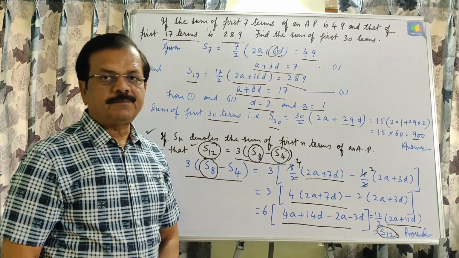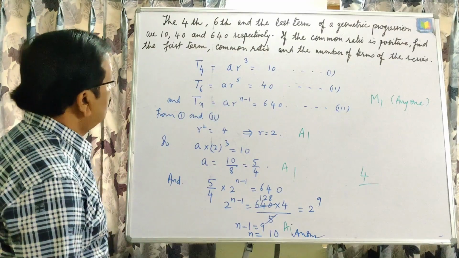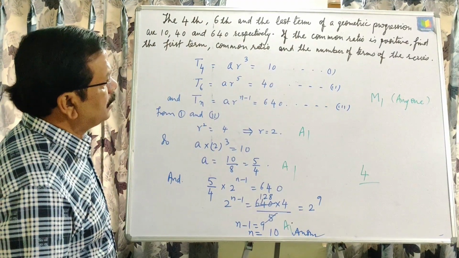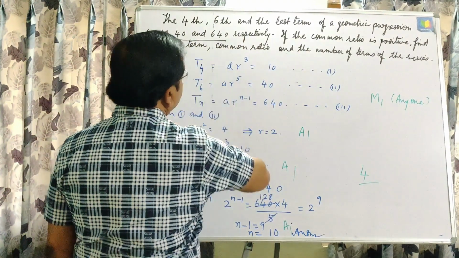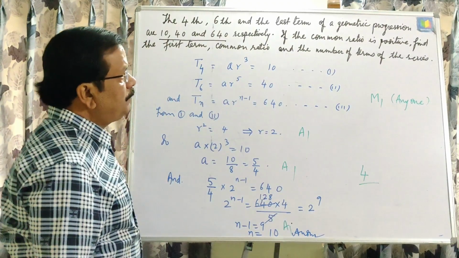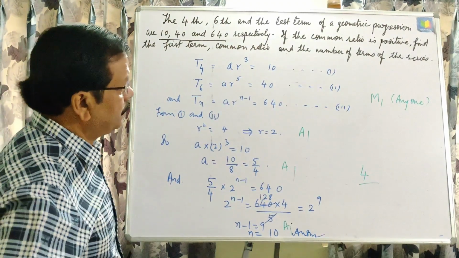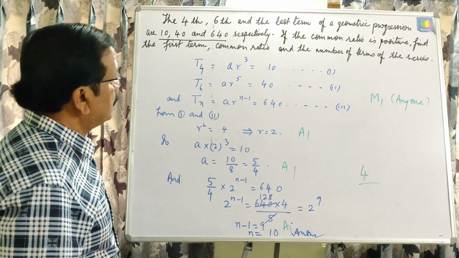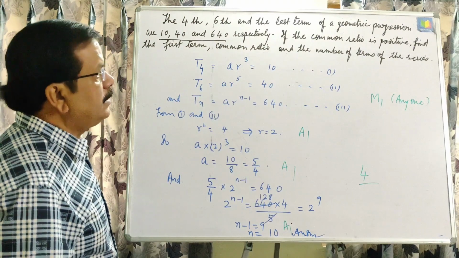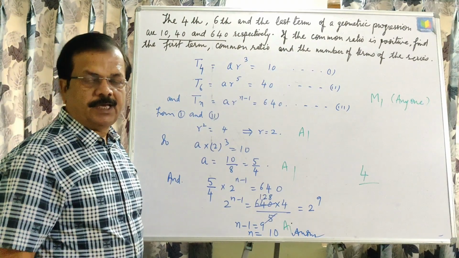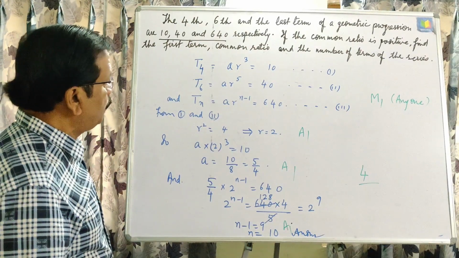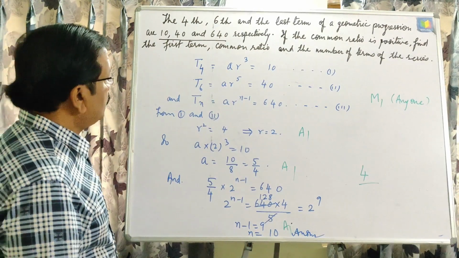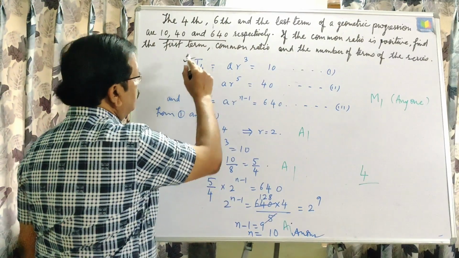Now the next question. The fourth, sixth and last term of a GP are 10, 40 and 640 respectively. If the common ratio is positive, find the first term, common ratio and the number of terms in the series. Okay, this question was asked last year in the board examination for 4 marks. In this question, this is related to GP.